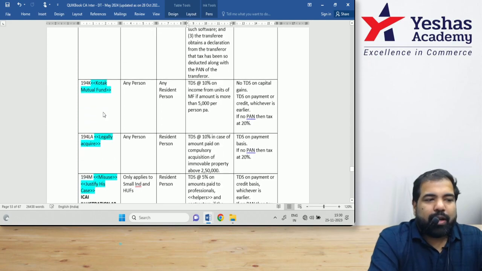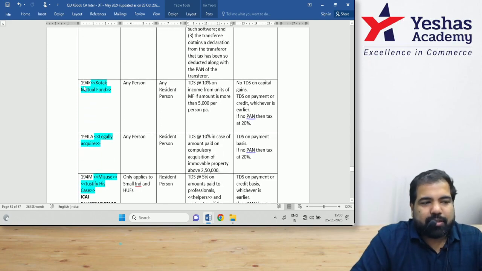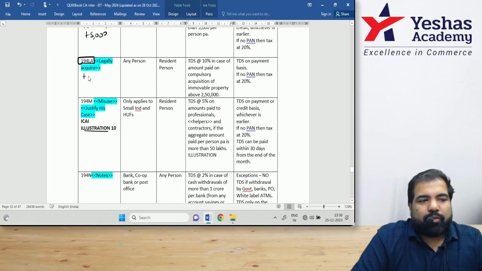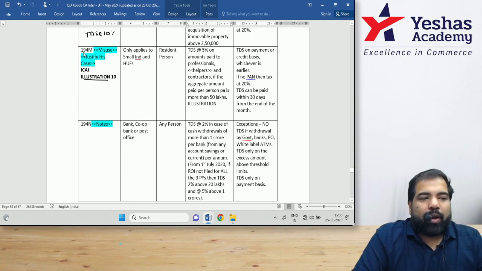Next, guys, 194K. Which mutual fund is India's best? When you get income from mutual fund, very common. What is it? 10%. If the amount is more than 5,000. 194LA, legally acquired. Is the government acquiring it? If the amount is more than the limit, TDS is what rate? Exam question, amount was 2 lakh 20. 194M.